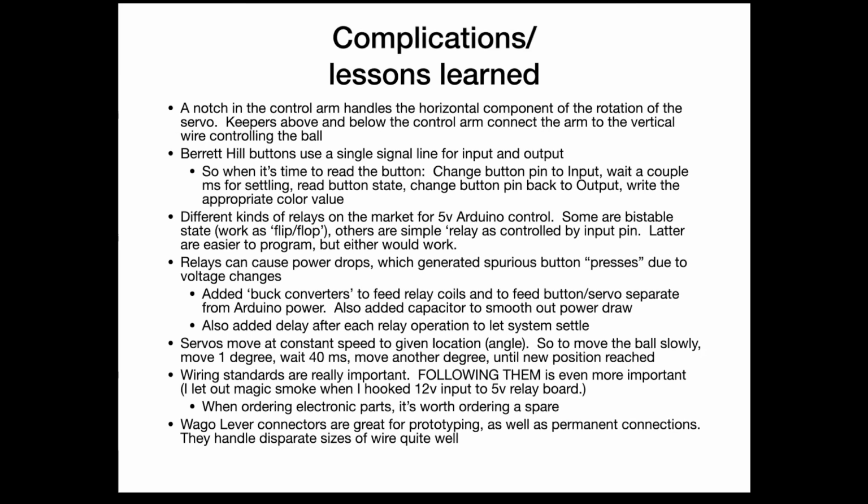Servos move at a constant speed. You basically tell the servo, position yourself to this angle, and it moves. Now, if you want a nice slow movement, what you have to do is move the servo 1 degree, which is its minimum movement, spin for a while, twiddle your thumbs, move the servo another degree, twiddle your thumbs. And I set that up in the program so that I basically tuned it to where I thought the servo was going slow enough to move the ball at a reasonable rate.